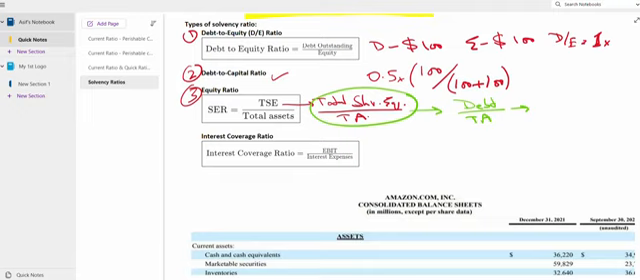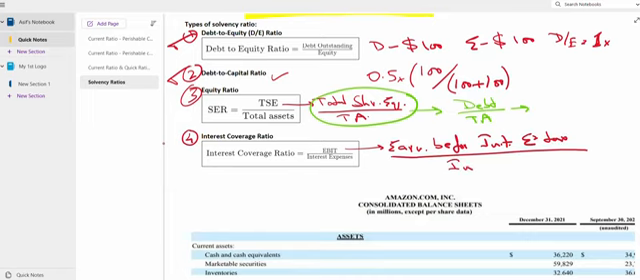Now the fourth ratio is the interest cover ratio, which is linked to these, because interest is dependent on debt. How much debt we have will figure out my interest payments, right? So it is earnings before interest and tax divided by my interest expenses. So this is how it is.